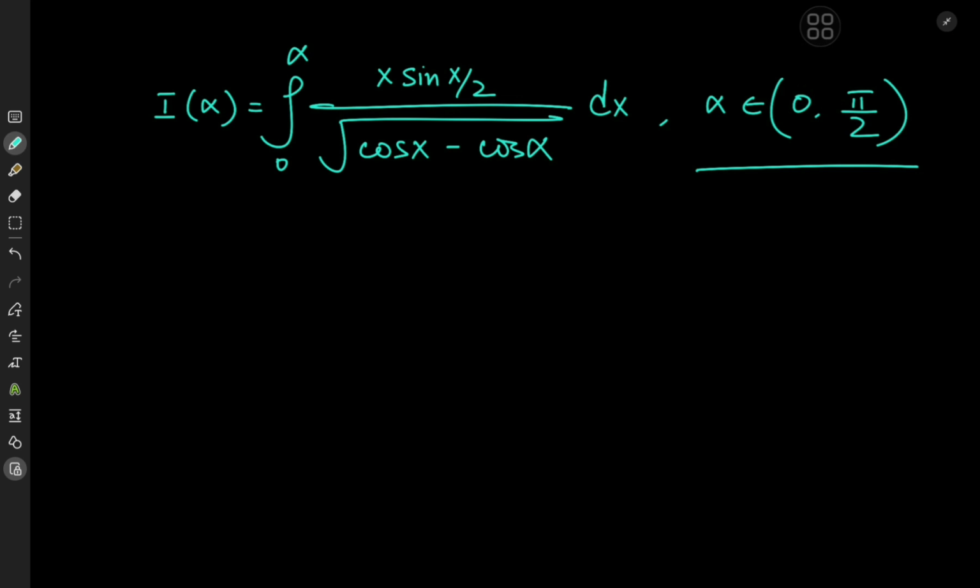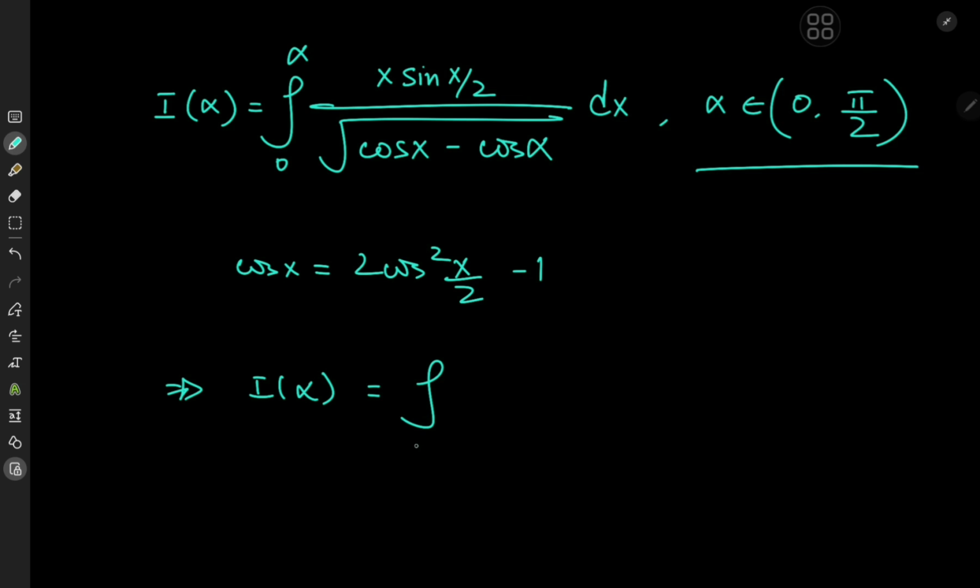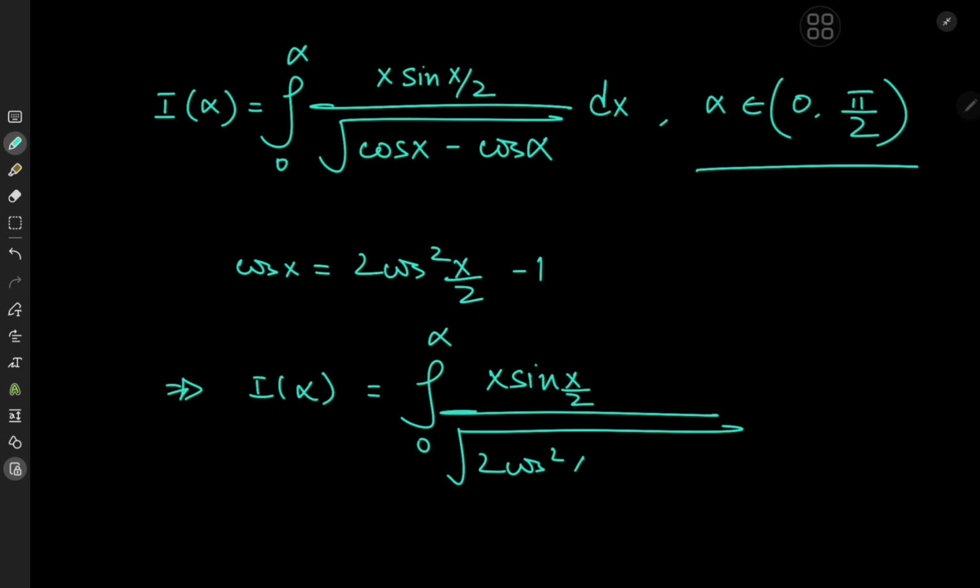Well, we have the sine of x by 2 term up top, so we might as well translate the cosine terms in the denominator to look something more like that by making use of the double angle formulae. We know that we can expand the cosine of x as 2 times cosine square x by 2 minus 1. And this implies that I of alpha can be written as the integral from 0 to alpha of x times the sine of x by 2 divided by root 2 cosine square x by 2 minus 2 cosine square alpha by 2 dx.